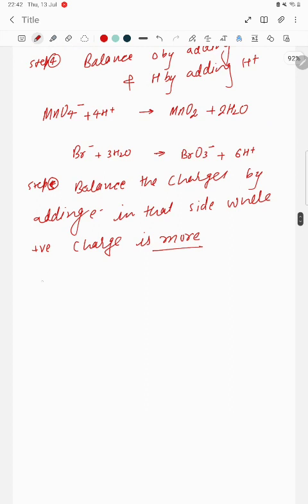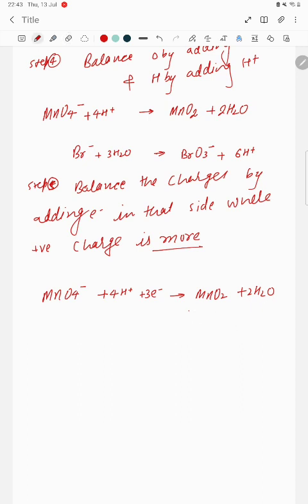Dear student, let's see. MnO4 minus plus 4H plus is there, giving MnO2 plus 2H2O. This side charge is 0, and this side the positive charge is 4 plus 1 minus, so the total charge is plus 3. So you need to add 3 electrons. So 3 minus and 1 minus is 4 minus, and 4 plus, that becomes 0. So the charge is also balanced in this equation.